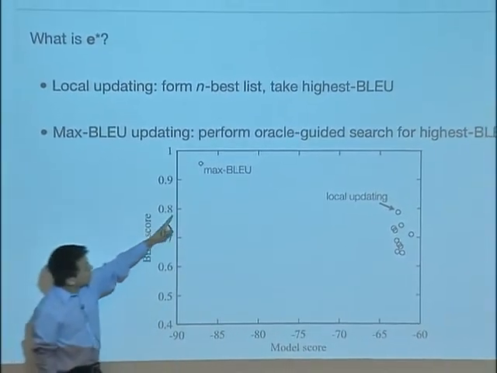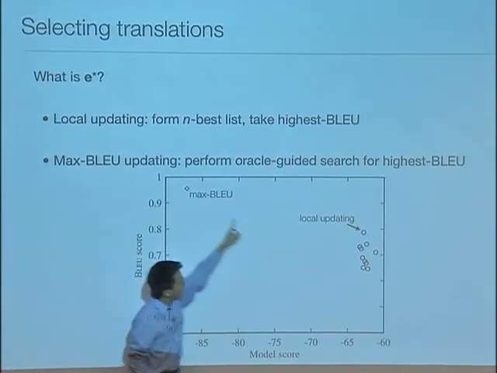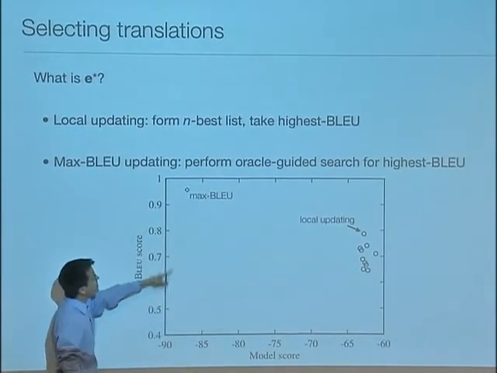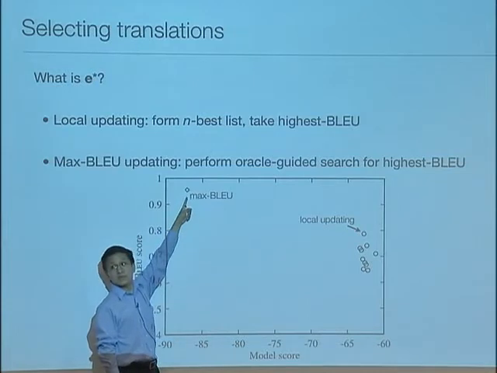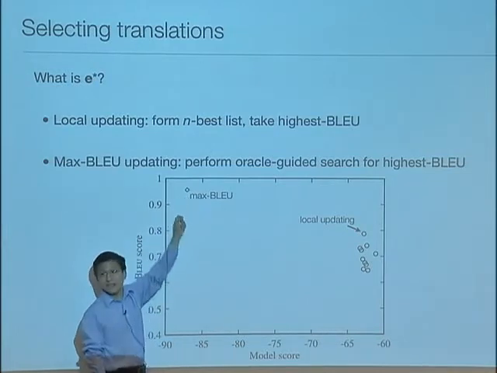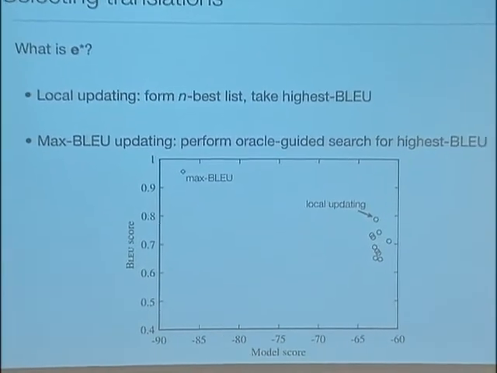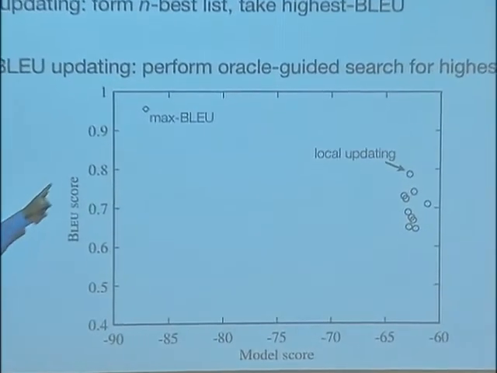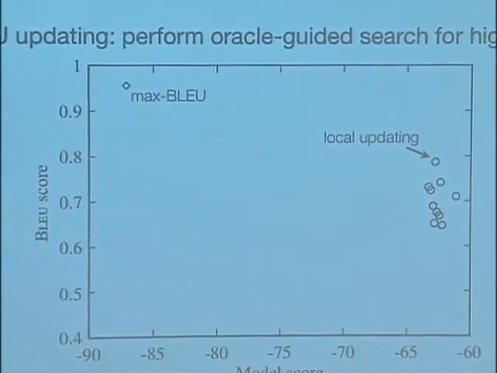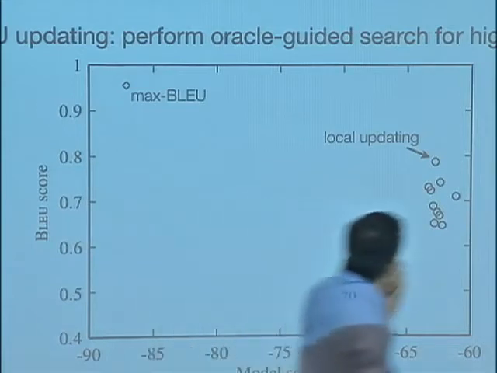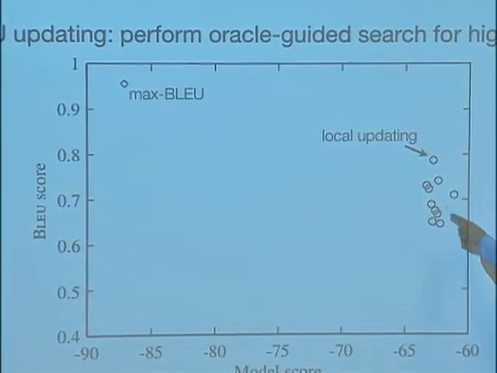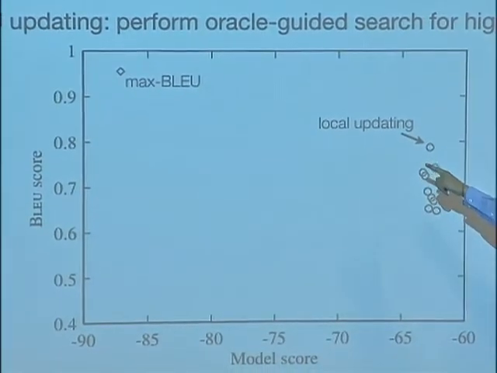Okay? So imagine a whole cloud of translations. I didn't show the whole cloud, but this guy is the max BLEU translation. It has a BLEU score of 95. Wouldn't it be great to have a BLEU score of 95? And it's sitting there in the space. What's wrong with max BLEU? The problem is that the model thinks that all the good translations are out here, and the max BLEU translation is way, way, way to the left.